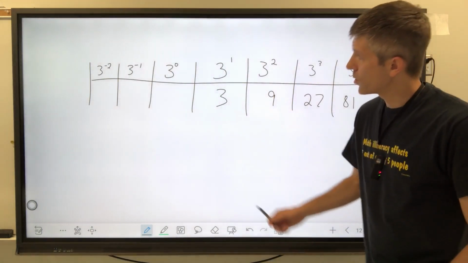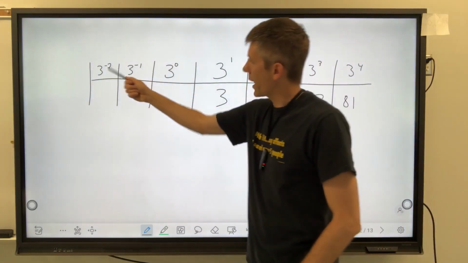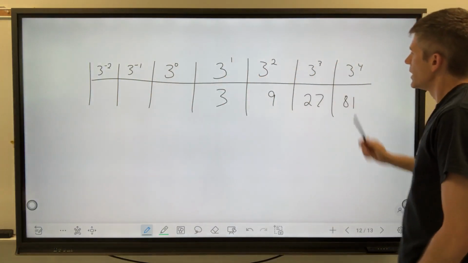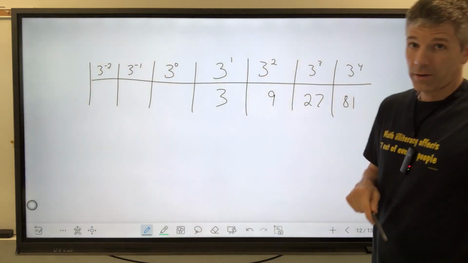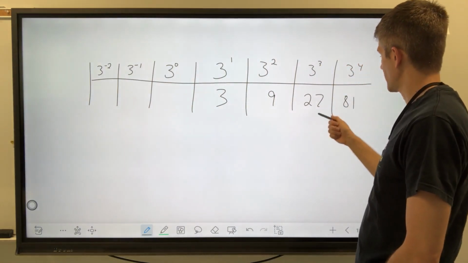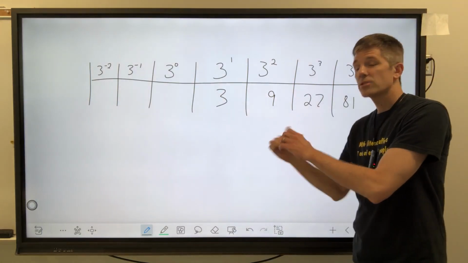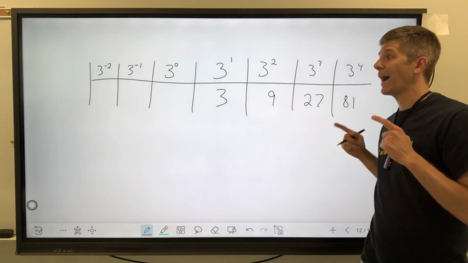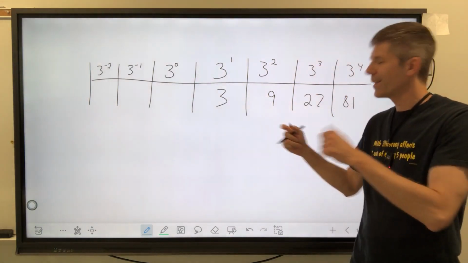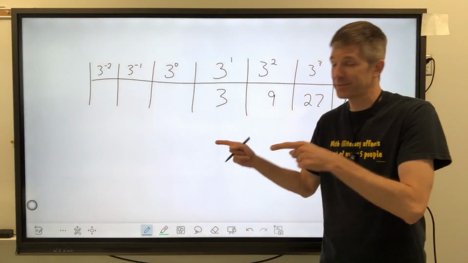Okay, so in the numerator, the top part of our chart, we're adding 1 as we move along to the right. What are we doing in the bottom part of the chart? Well, we're multiplying by 3. 3 times 3 is 9, times 3 is 27, times 3 is 81. Okay, fine. So we multiply by 3 as we go this way. So if we're multiplying by 3 going this way, we better be dividing that way. Division is the opposite of multiplication.